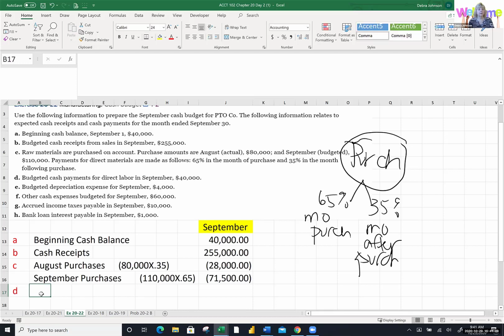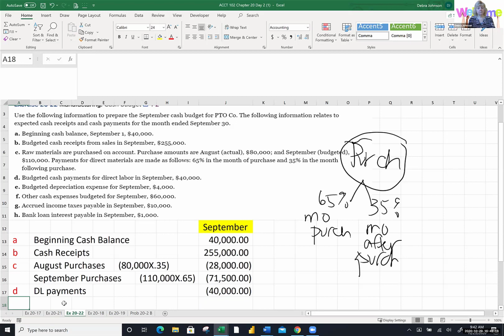So letter D, budgeted cash payments for direct labor. Okay, so these are direct labor payments. We owe our employees when they're done working. We don't split that up. Can't do that legally. Got to pay our employees as soon as the pay period's up. So that'll be a straight 40,000.